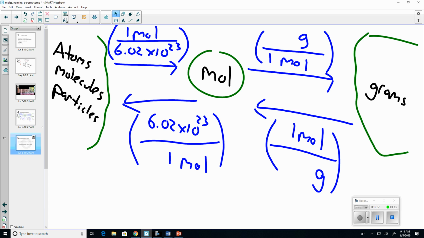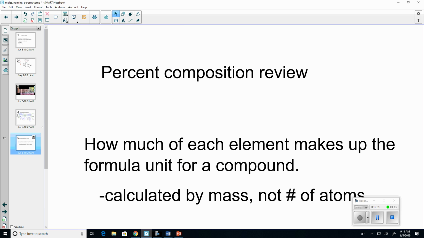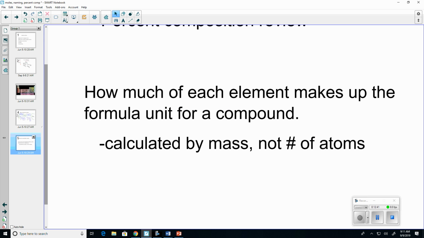So what do I have written here for percent composition? I define it as just how much of each element makes up the unit of a compound. Again, I use the term formula unit because we'll typically be looking at ionic compounds when doing this. However, it could be for a molecule as well. And my only other point is that percent composition is based upon mass.